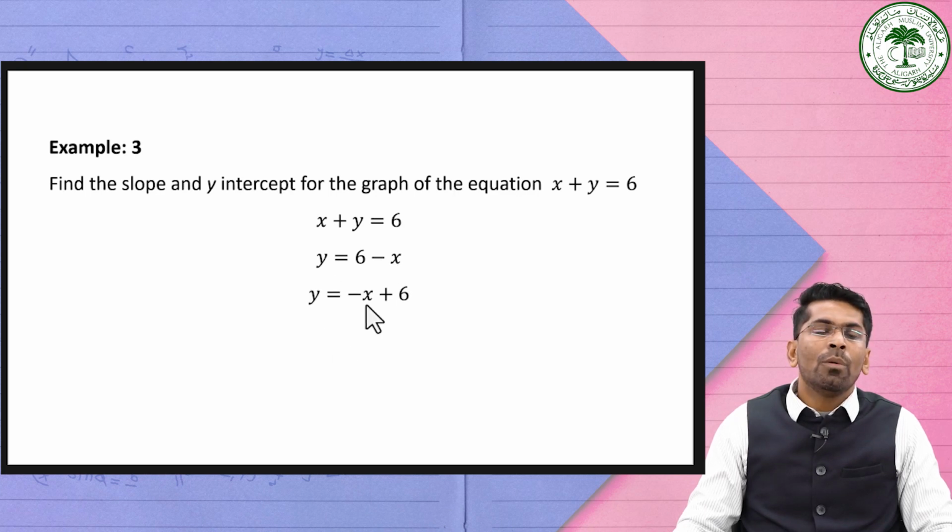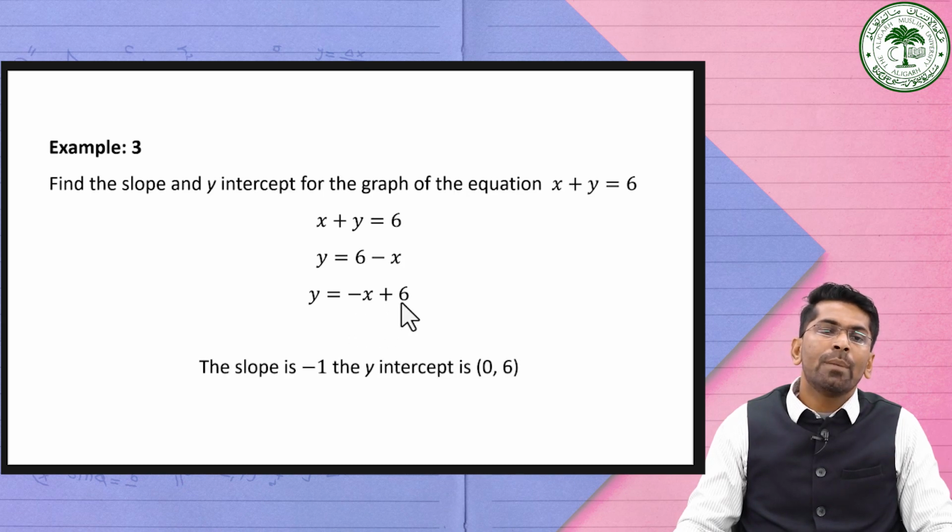Then we can rearrange this equation: y is equal to minus x plus 6. So here the slope, that is the coefficient of x, is equal to minus 1. And for the y-intercept term, by assuming x is equal to 0, minus x will become 0, and y is equal to 6. So the y-intercept term is 0 and 6. So the slope of x plus y is equal to 6 is minus 1, and the y-intercept term is 0 and 6. So let me conclude here.